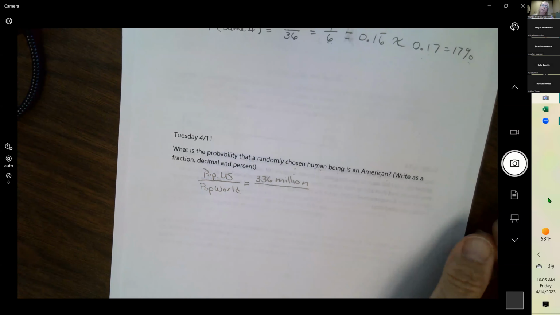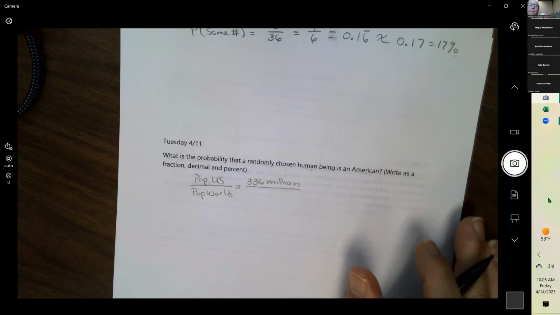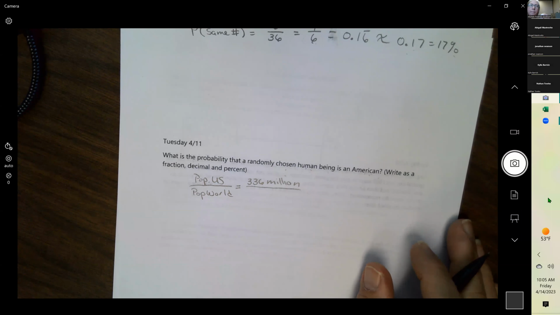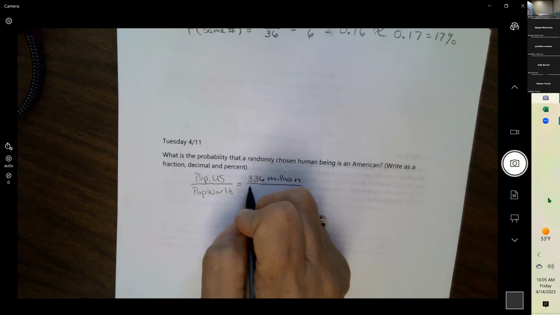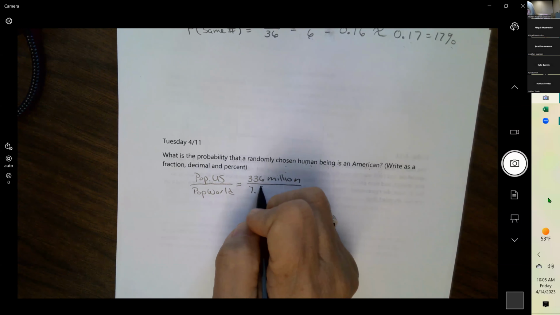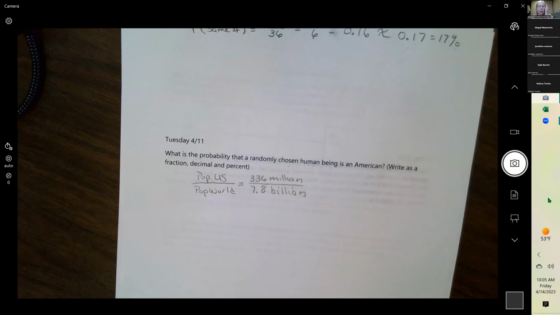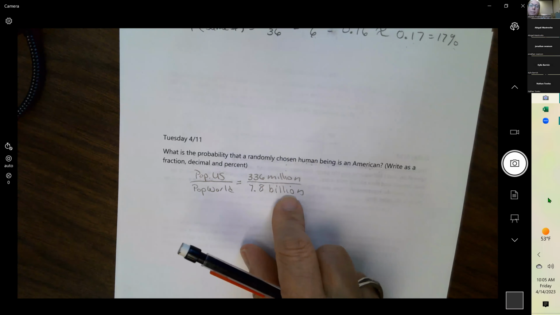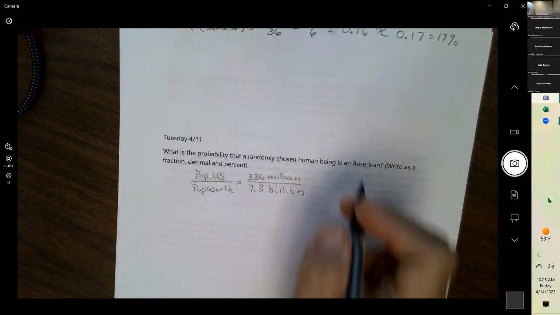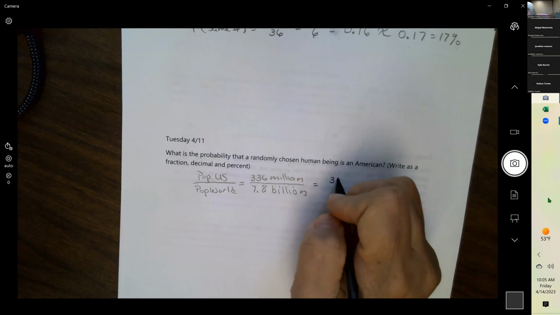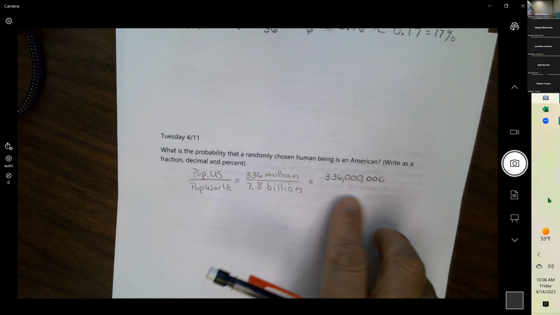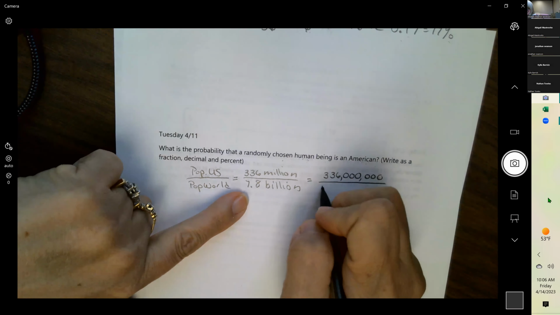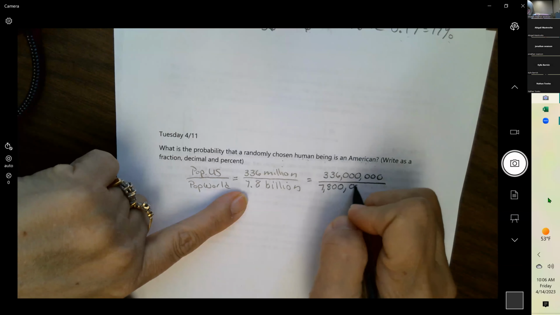And what is the approximate population of the world? Anyone? You can look it up. Oh, go ahead. I had gotten 7.888 billion. 7.8 billion. Yeah. Now, when dividing, these units are not the same. So you either need to put all the zeros in there or make them both the same. I would probably just put the zeros. So that would be 336 million over 7.8 billion. That's 1,000, a million, a billion.